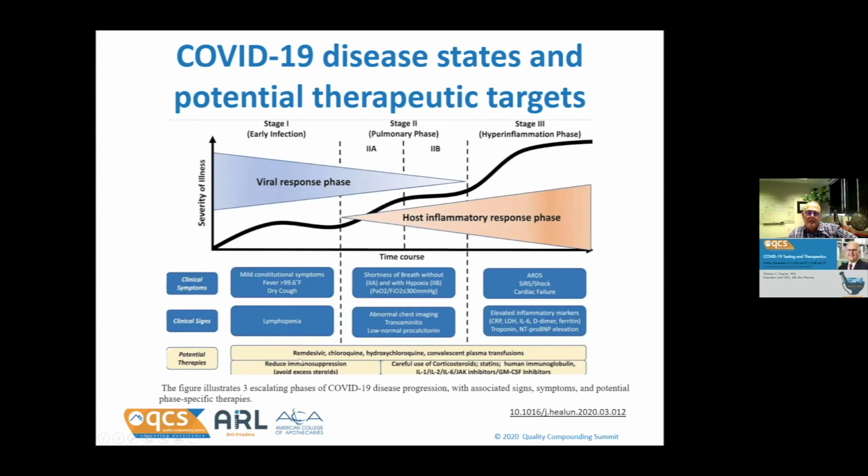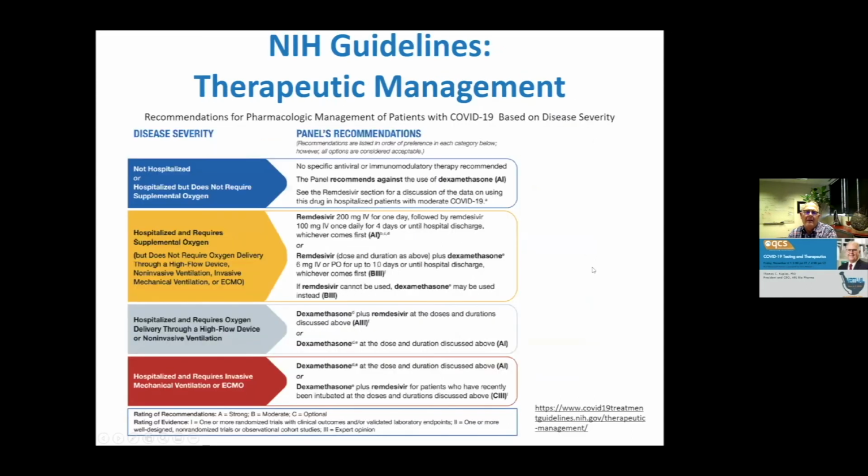All throughout here, you're seeing the treatments that I've listed here today, the remdesivir, the chloroquine, hydroxychloroquine, and the convalescent plasma. But notice here in this phase 2, pulmonary phase, the careful use of corticosteroids, other immunoglobulins, and inhibitors. So you're seeing the use in combination with these other treatments. And I wanted to bring that out in this particular slide.